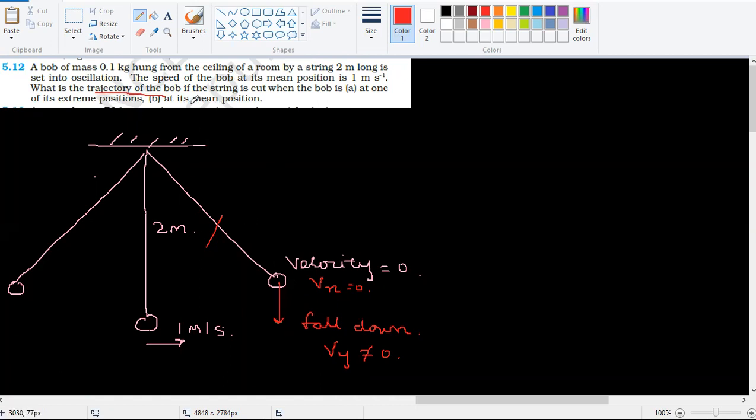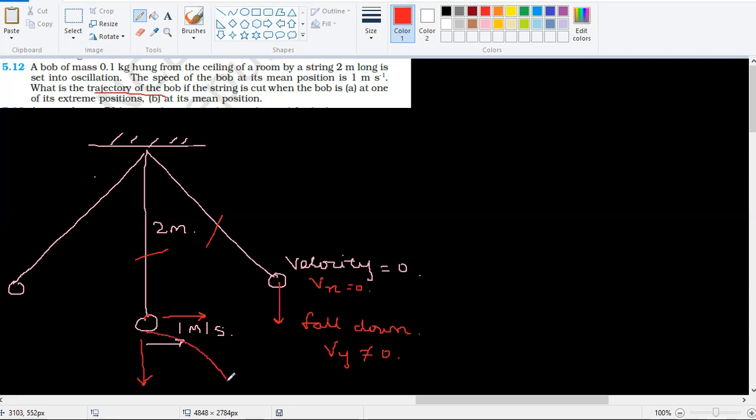What about the second question? It's the mean position. So the bob is going at 1 meter per second and suddenly you are cutting this. What will happen? Is it going to fall down, or go this way, or which way is it going to go? It's going to go in between.